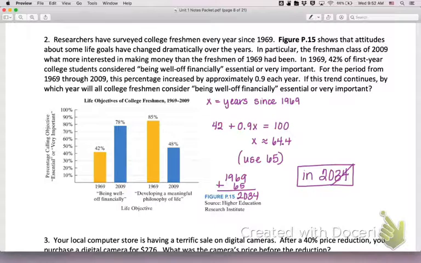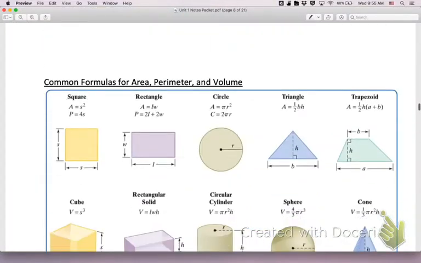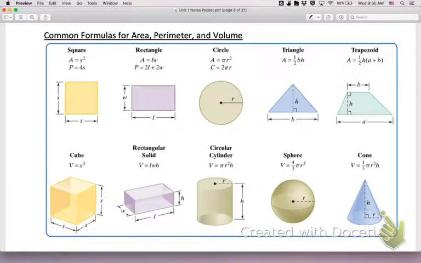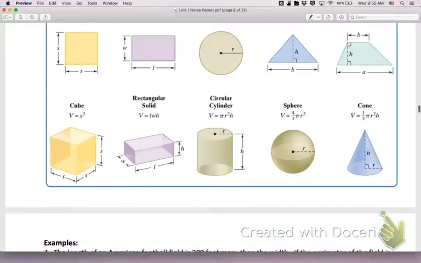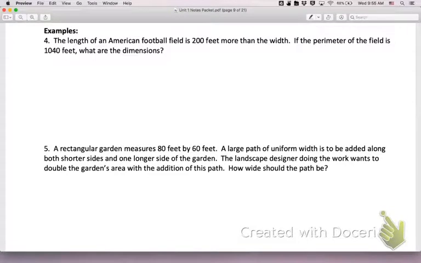All right. I'm going to skip example 3, but I will post the notes so that you can go ahead and look at that on your own. Here is a reminder of some of the common area, perimeter, and volume formulas that you should be aware of from geometry. These are formulas that you should know on your own without being given. And so let's look at how we might use those in a couple of word problems.